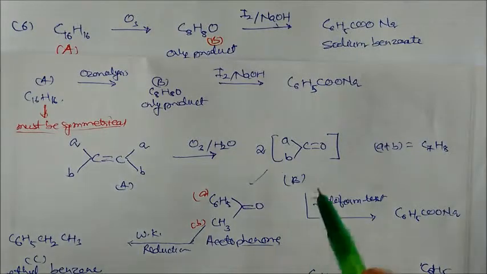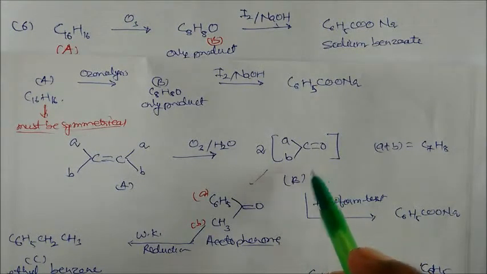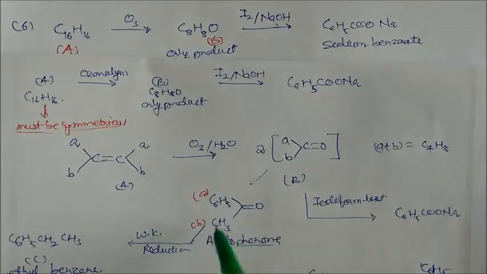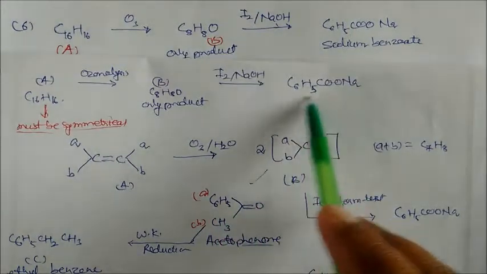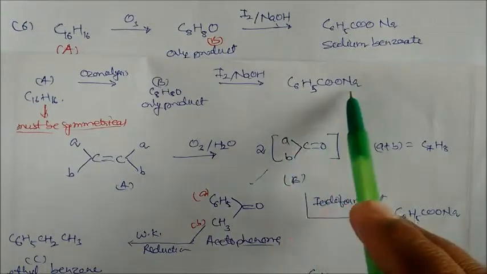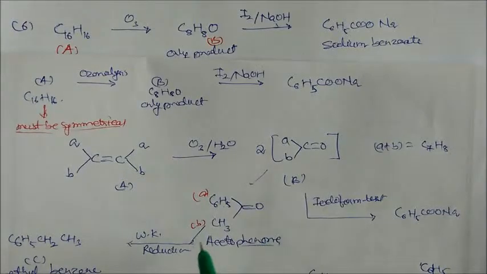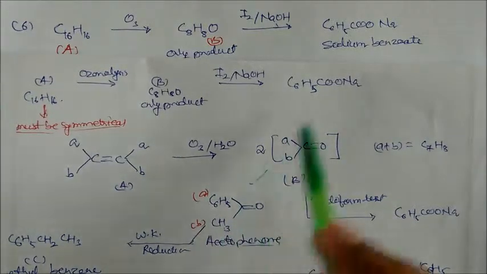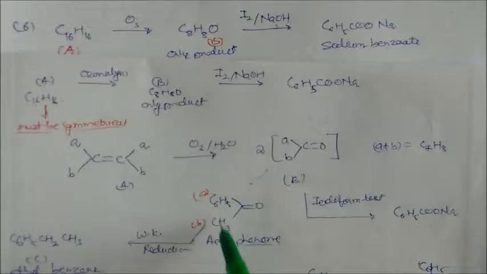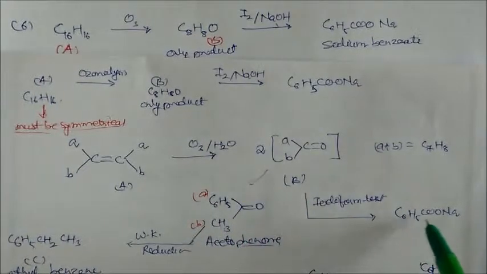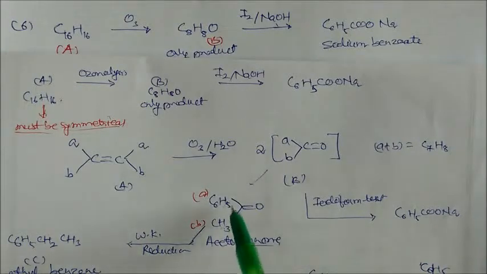Now from B, we can write C7H8 in this form, C6H5CH3, because this is our iodoform reaction. After the iodoform reaction, there is a possibility of this and this only. So this is nothing but acetophenone. So this is very clear how we are getting this structure. So on iodoform, C6H5CO is there. So the structure is this one, A and B.